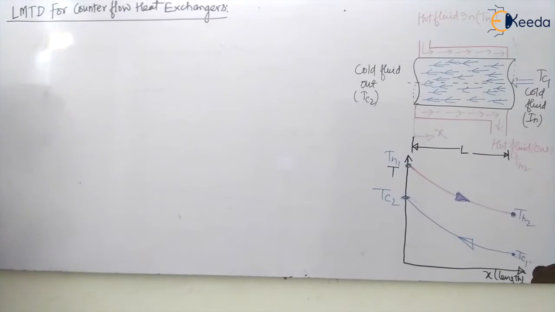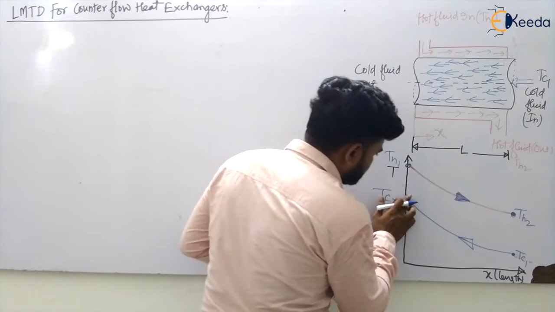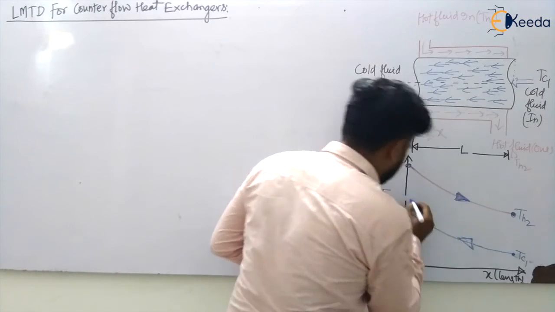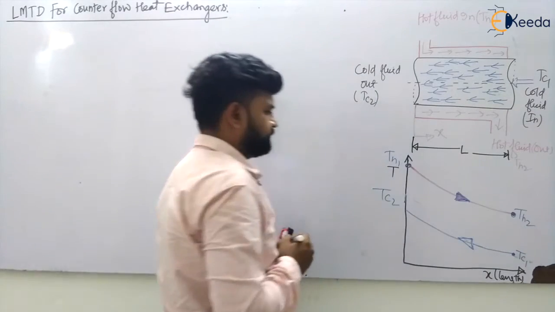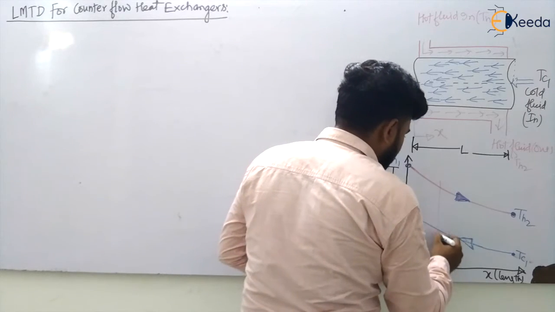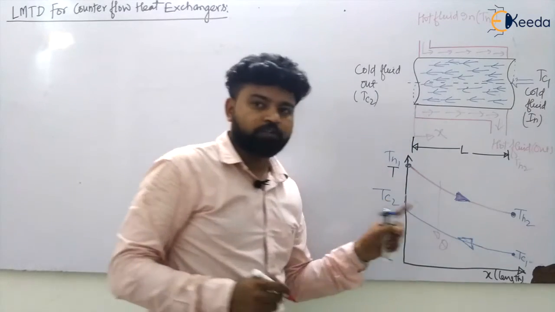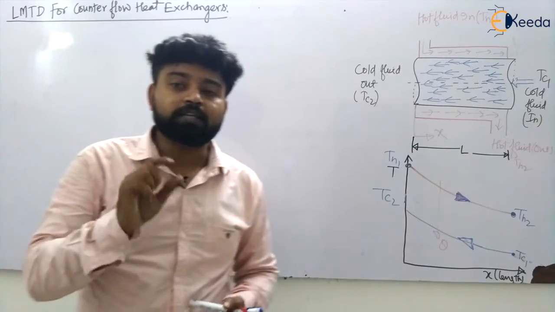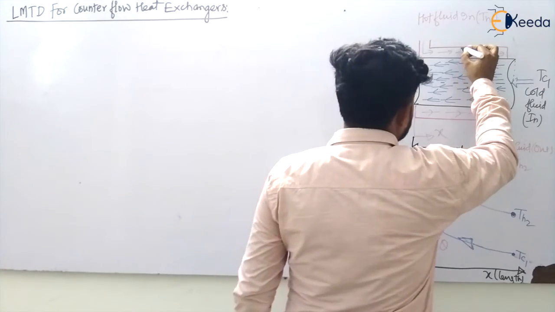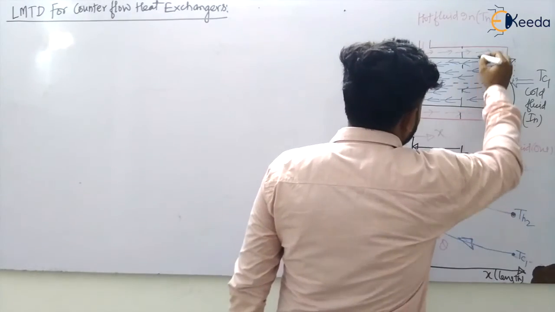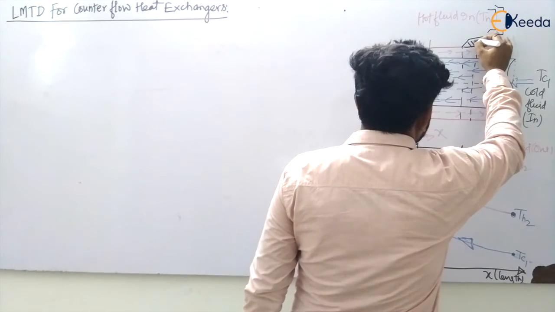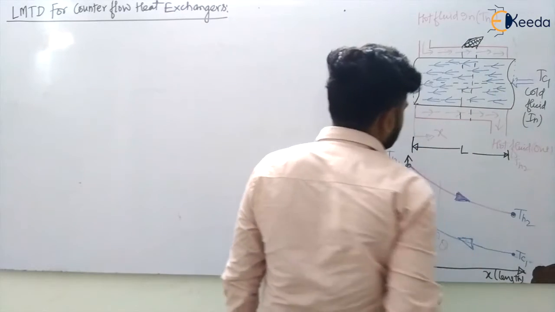Now let us see. This is your TC2, and the heat is flowing like this, from the hot fluid to the cold fluid. Now let us consider a small area, my dear students. I am considering a small area in this heat exchanger and let us try to develop an equation for LMTD.